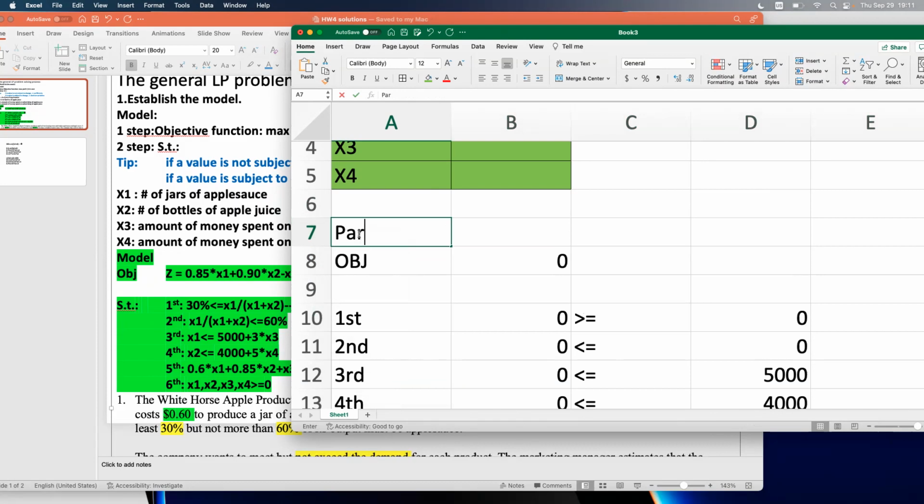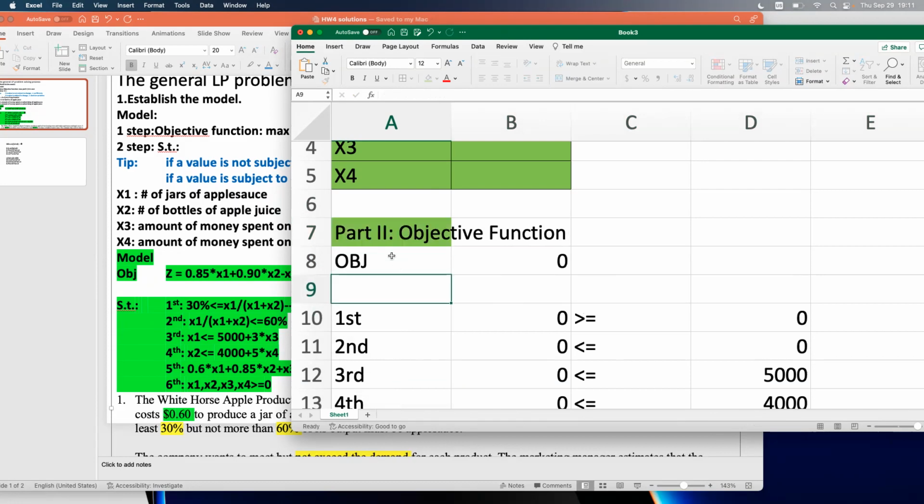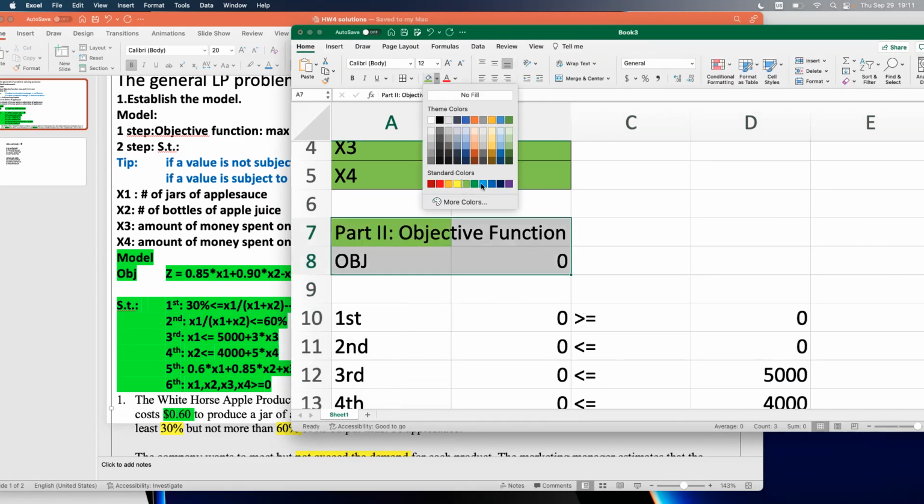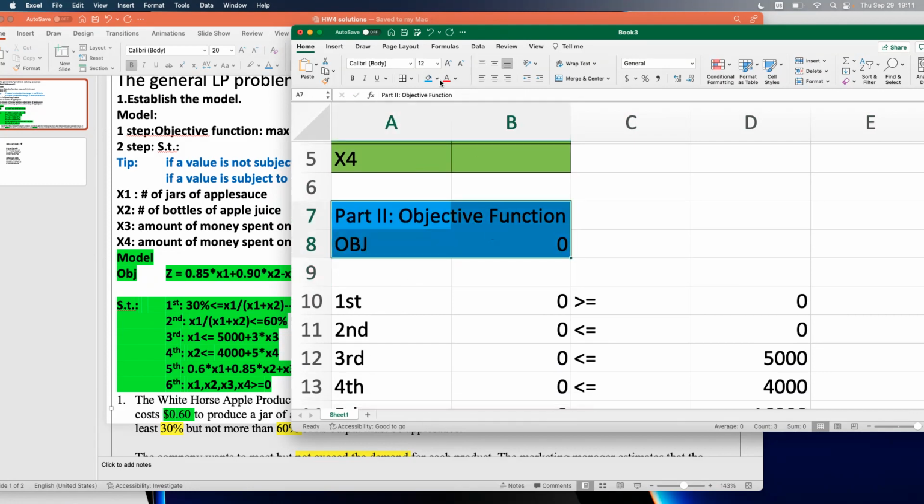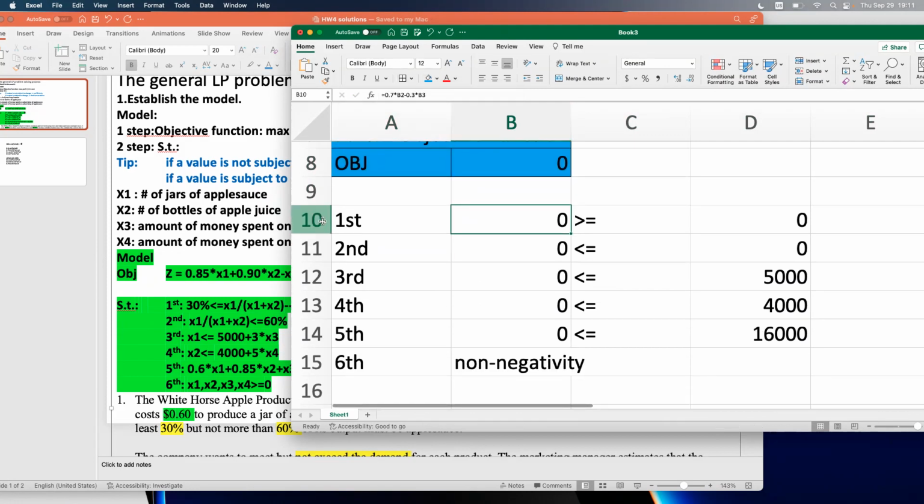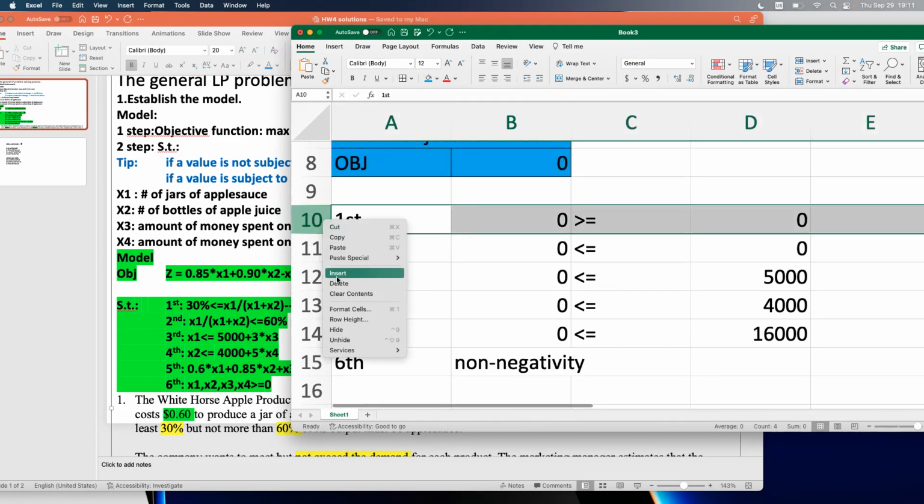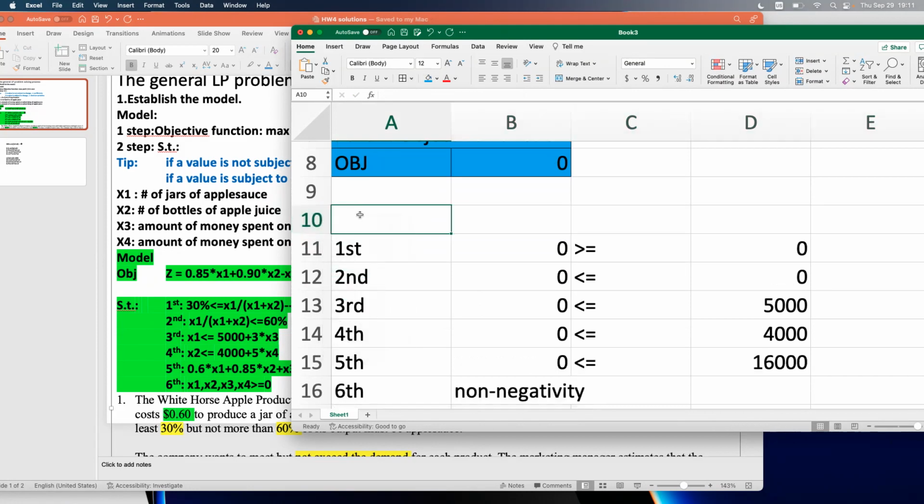So that's part two. Objective function. Right, and we use a different color, maybe it's blue. That's part two. And we got a third part. So that's part three.